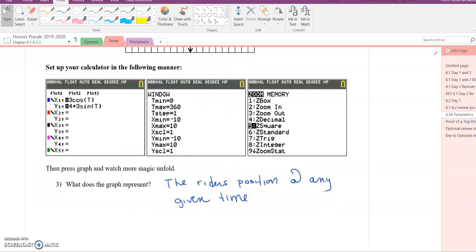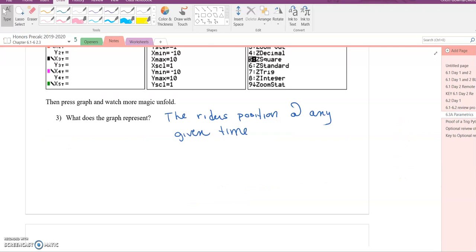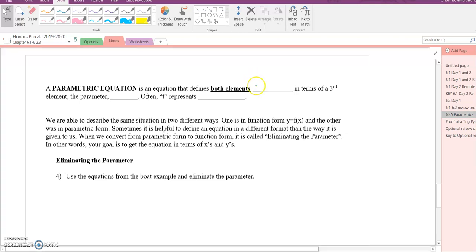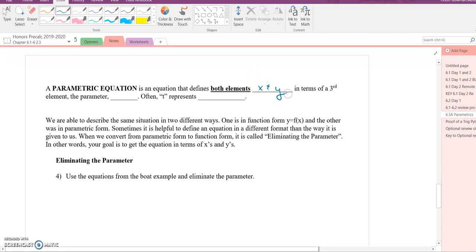I'm going to go back to the note sheet that was sent to your OneNote. And we left off here in the first video, and now we will continue on. So a parametric equation is an equation that defines both elements x and y in terms of a third element, the parameter t. T often represents time or an angle. So go ahead and read this paragraph by pausing the video.